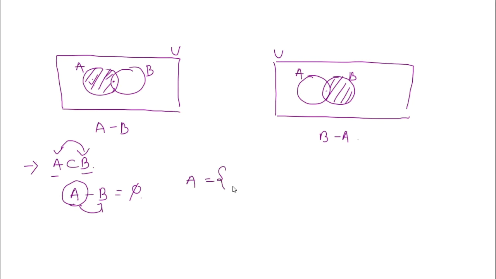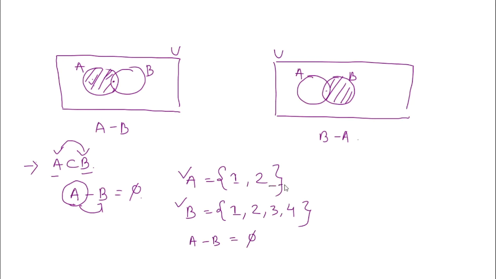Let A be a set where 1 and 2 are its elements, and B be another set where the elements are 1, 2, 3 and 4. In this case you can see that A is a subset of B, hence A minus B will be equal to the empty set, because here no extra elements are there. 1 and 2 also belong to B, but no extra elements are there in set A, hence we will say that it is the empty set. Okay, that's all for difference.